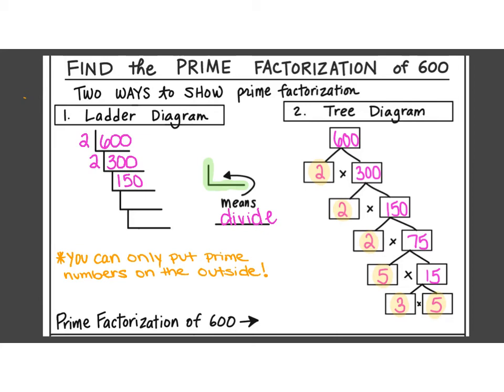Next, we need to divide 150. Again, it's an even number, so we know we can divide by 2, and that is a prime number. So we'll write 2 outside the ladder step, and when 150 is divided by 2, it equals 75. We'll write that on the next ladder step down.